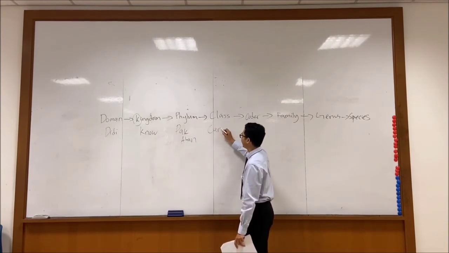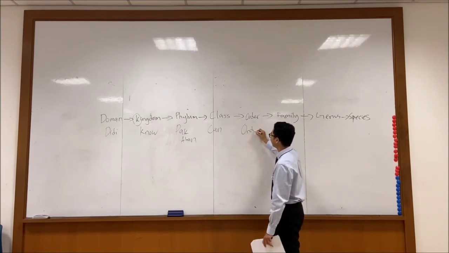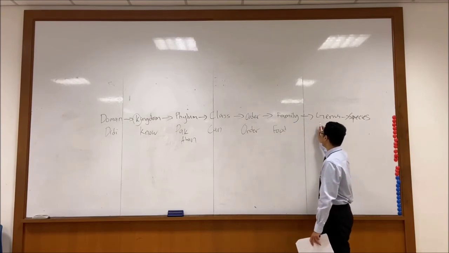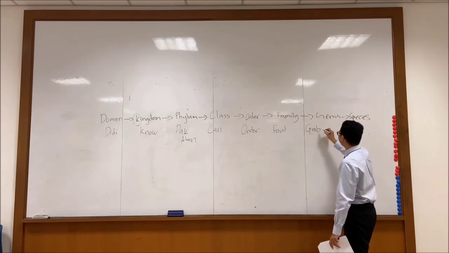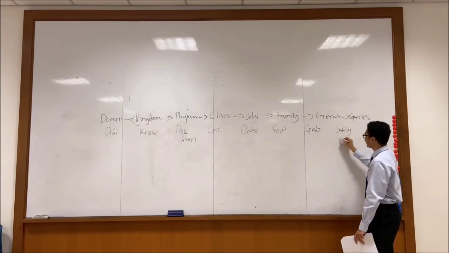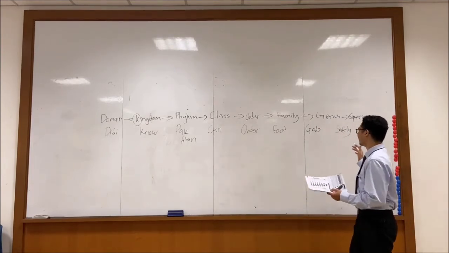Class is Can. Order is the same, it's easy to remember. Order. Family is Food. Genus is Grape. And species is Safely. So, did you know Pak Atan can order food grape safely?